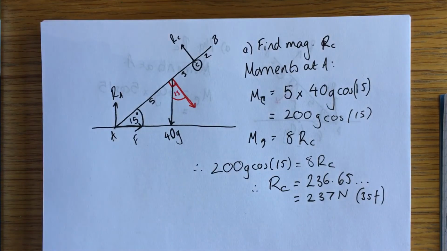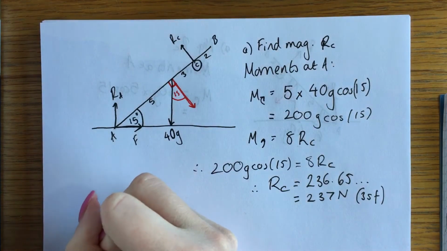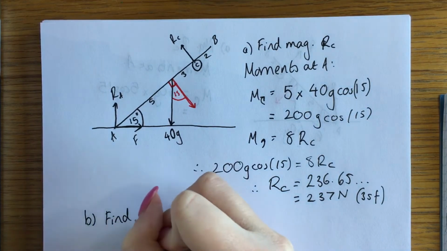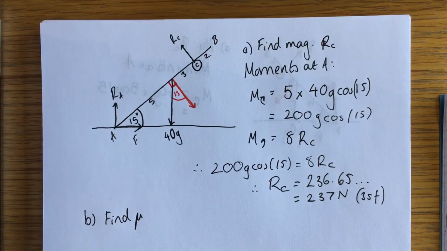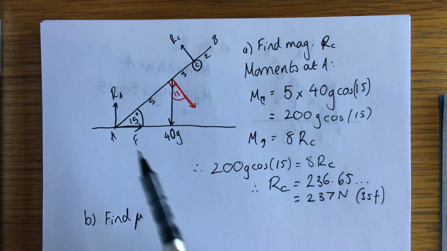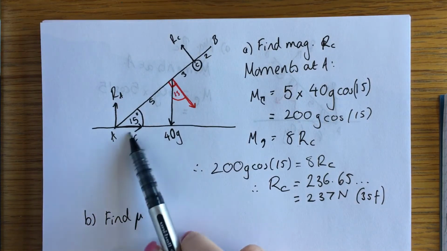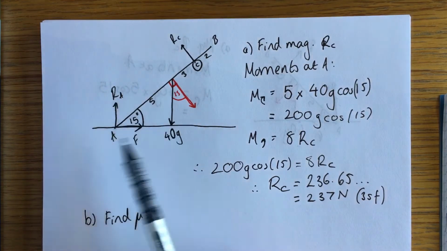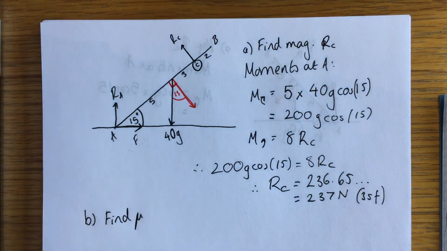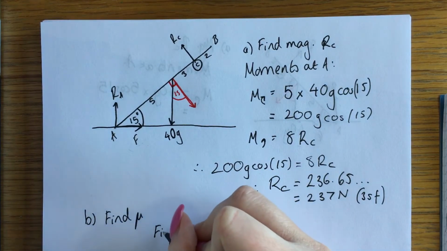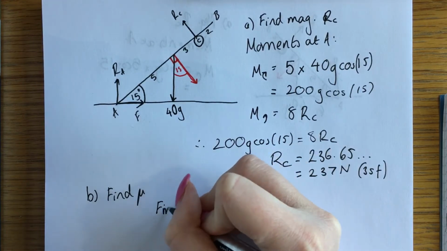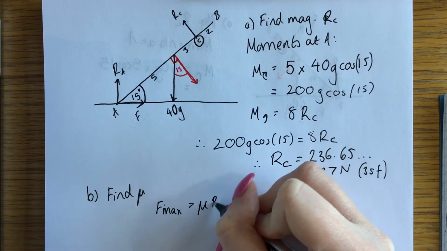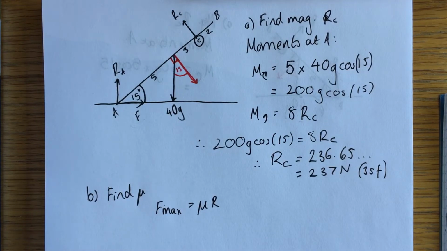Okay, so now moving on to part B, which is to find the coefficient of friction between the rod and the ground. So we are going to need to find something for F and something for the normal reaction, either its exact value or something in terms of the other information we've got. Because I'm in limiting equilibrium, I know that I've got friction at its maximum, which is equal to mu R.